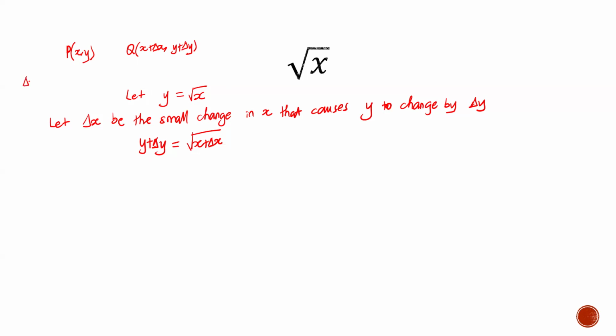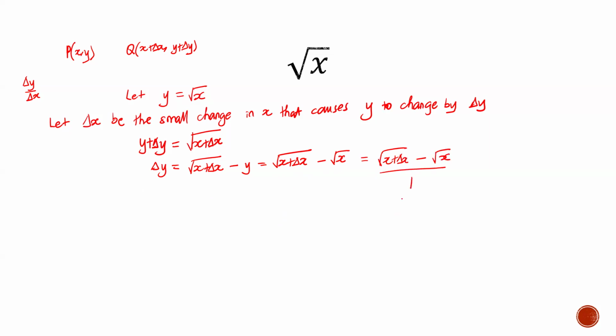And what do we want? We want the gradient of the line PQ, which is delta y out of delta x. So we take y to the right-hand side. So this will be delta y equals the square root of x plus delta x, minus y, which is root x. It seems that we can't make any headway with this. But what we can do is rationalize the numerator, because this is silently the square root of x plus delta x minus the square root of x, divided by 1.